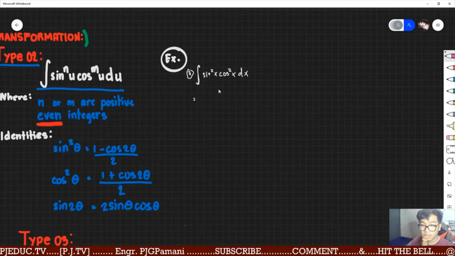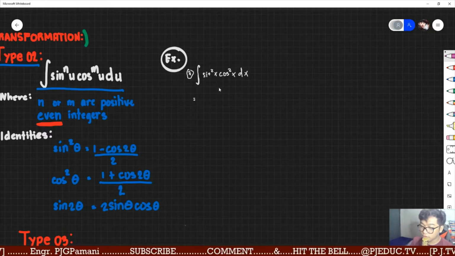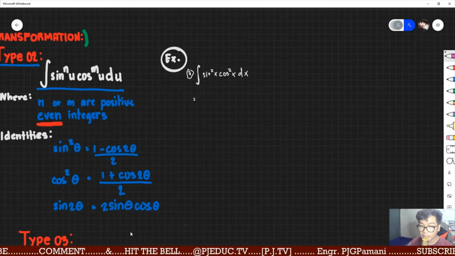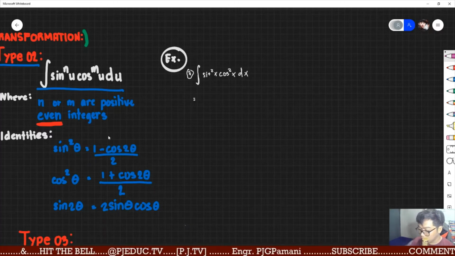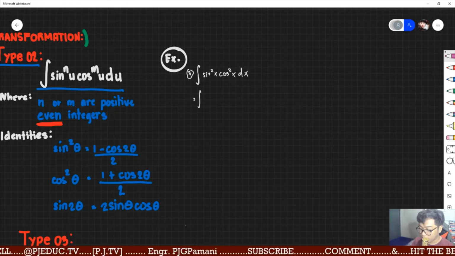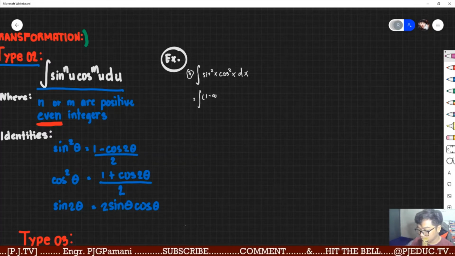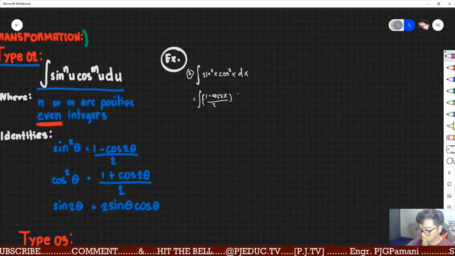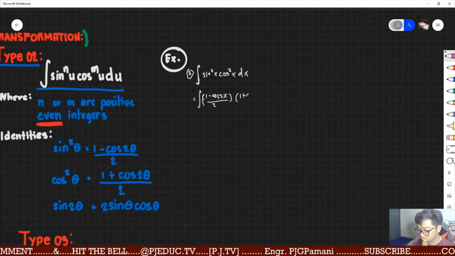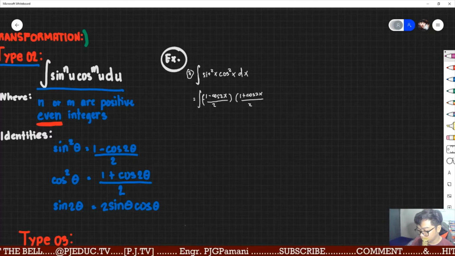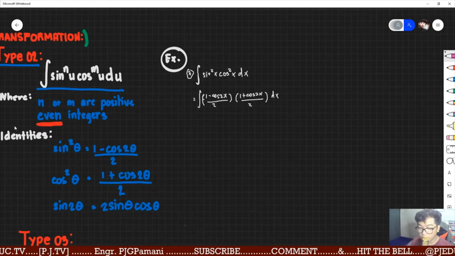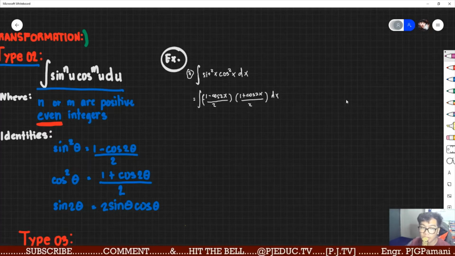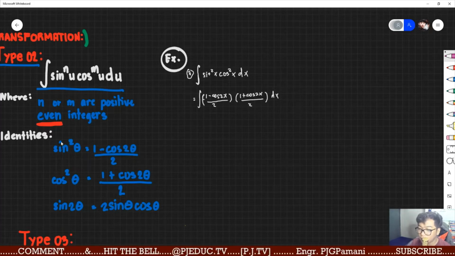Based from our identities, both of them have positive even integers. Then both of them also have their own equivalent identities based on type 2. If we then use our identities beforehand already, that is (1 minus cosine 2x) over 2, and also (1 plus cosine 2x) over 2. Ngayon, hahaba yung trabaho mo. Expand mo ulit yan, distribute mo yung 1/2, expand, at napakahaba yung magiging answer mo dyan.